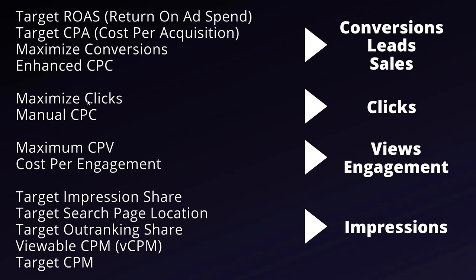So next is clicks. There are two for clicks: maximize clicks and manual CPC. Maximize clicks is very similar to maximize conversions. You set a specific budget, and Google tries to drive as many clicks as possible within that budget.